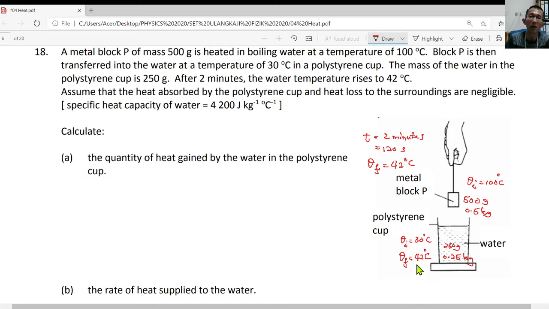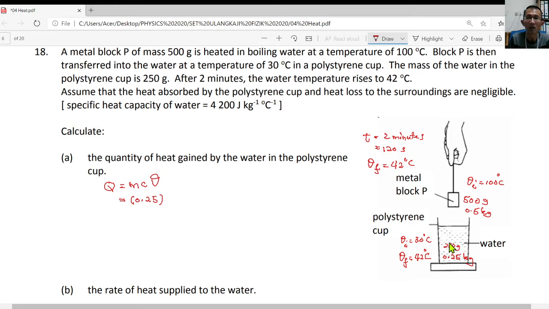So who supplies heat and who receives heat? Heat is supplied by block P and received by the water. So the quantity of heat gained by the water in the polystyrene cup, I have Q equals mc theta. And what is my m? M is 0.25 kilogram, right?